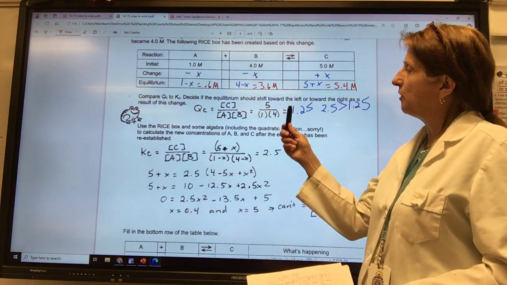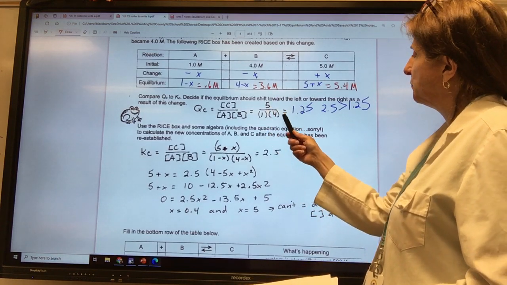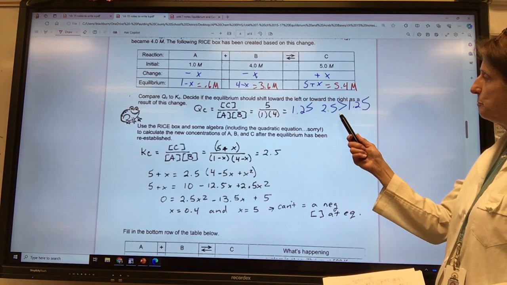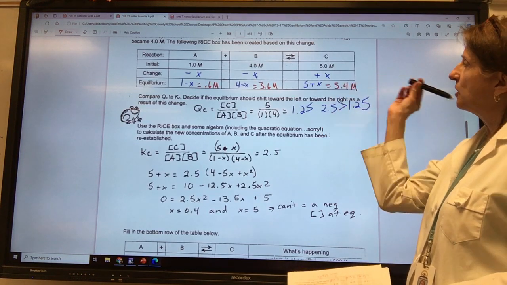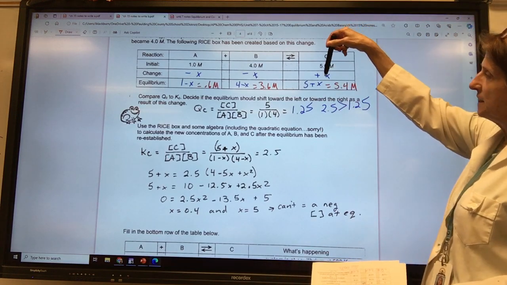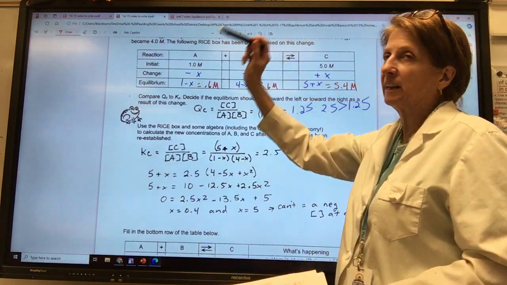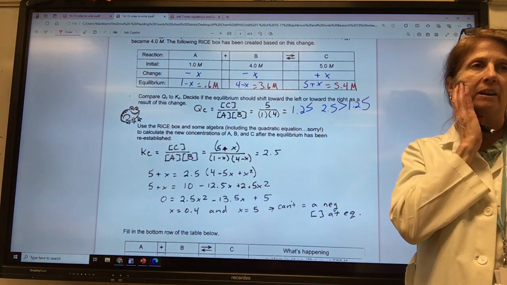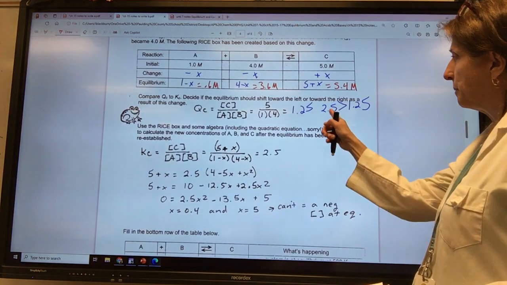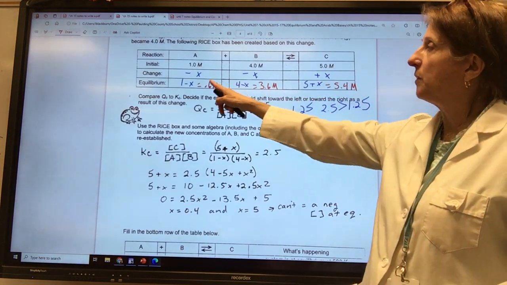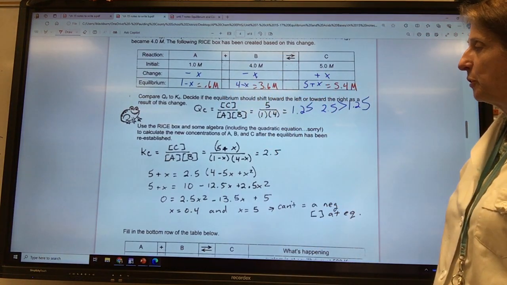So we put in our new values, 5, 1, and 4, and we get 1.25. 2.5 is bigger than 1.25, so our reaction is going to go this way, and that means this is plus, that's minus, that's minus. Everybody followed how I got that? I compared it here. Now, I can add them up, but we don't know these red numbers yet. We've got to figure them out.